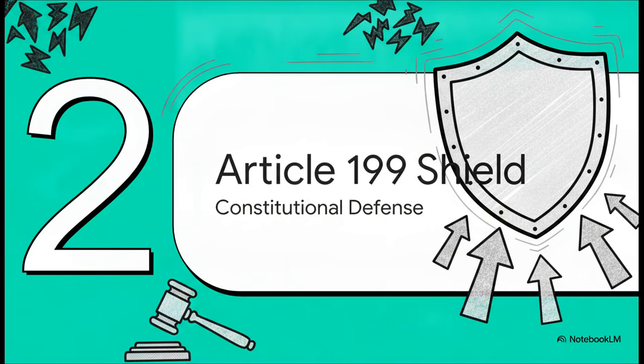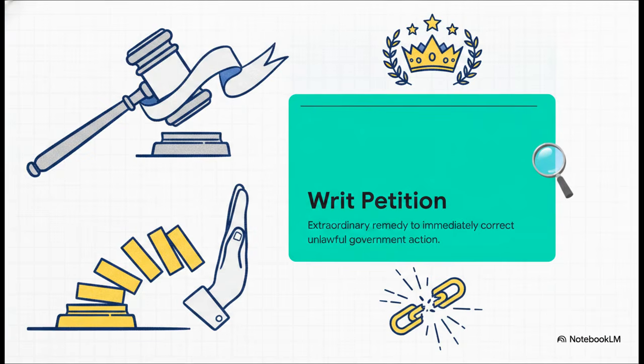Section 2, Article 199, your constitutional shield. So when you face these kinds of abuses of power, where do you actually turn? Well, under Article 199 of the Constitution, you can file what is known as a writ petition. So the crucial point is the word extraordinary. A writ is absolutely not an ordinary appeal. You aren't just asking a higher-up manager to review a lower manager's work. It is an extraordinary constitutional remedy designed to immediately correct an unlawful government action. It is literally the Constitution itself directly intervening to say, stop, you are breaking the law.